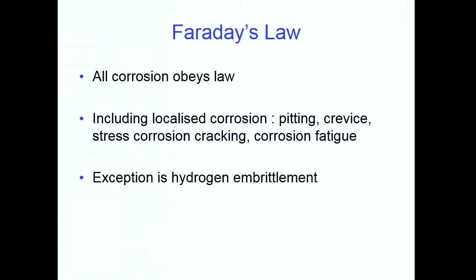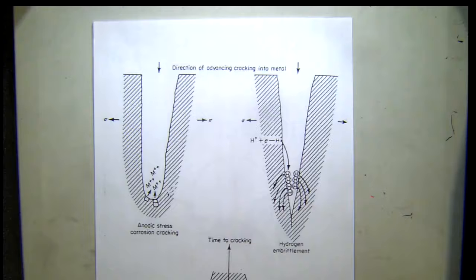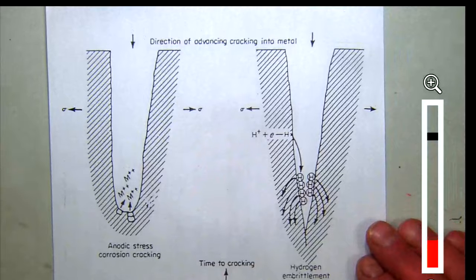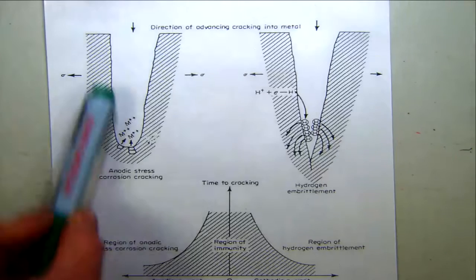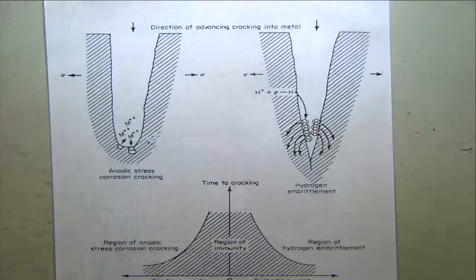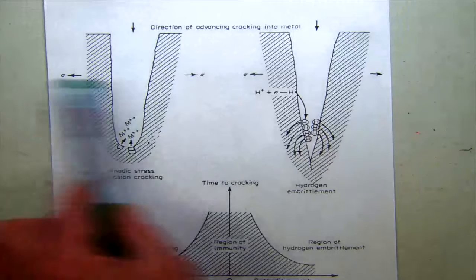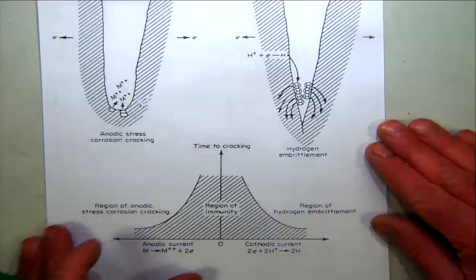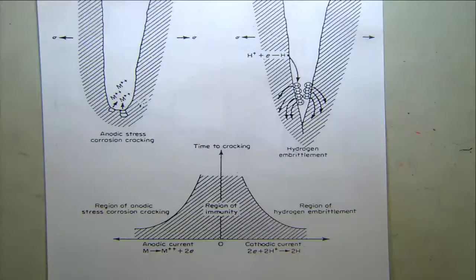On your handout you've got this image which illustrates the difference quite clearly. What we've got is a stress corrosion crack on the left hand side growing at right angles to the applied load, and we're getting dissolution of metal at the anode tip of the crack. And if we do a plot of current for the material, we're dealing with anodic currents. We're getting metal being oxidized and giving up electrons.